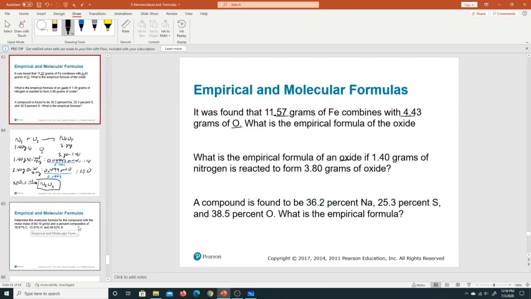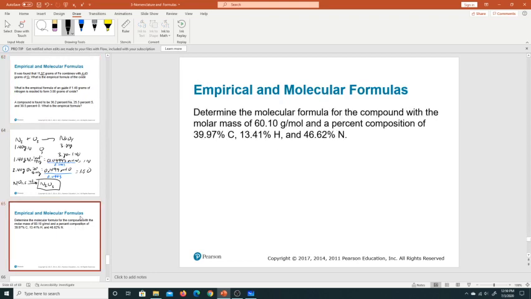We'll skip the third one. You can work that on your own. Determine the molecular formula of a compound with a molar mass of 60.10 grams per mole, percent composition of 39.97% C, 13.41% H, 46.62% N.